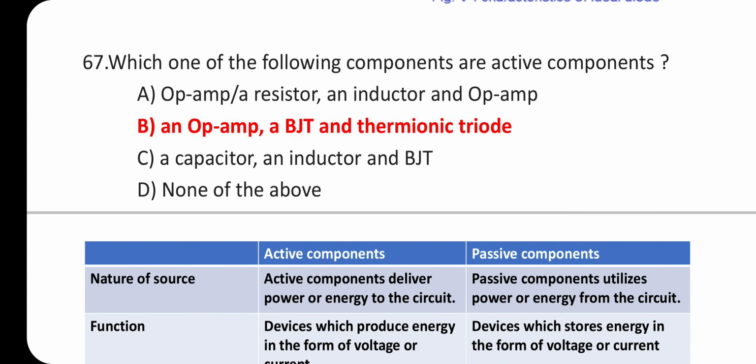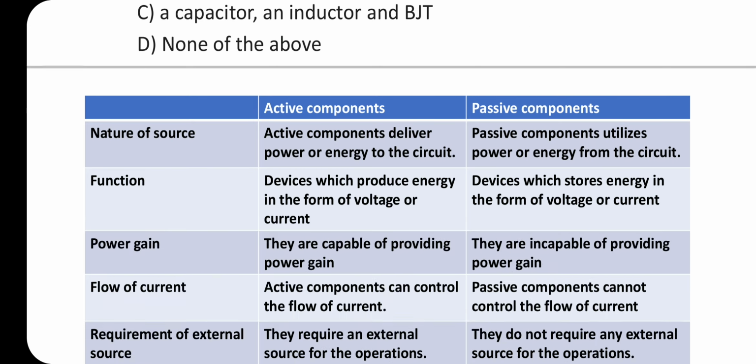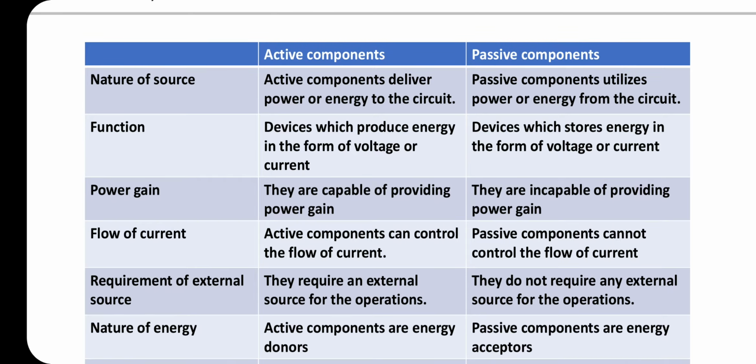Which one of the following components are active components? Answer is option B, an op-amp, a BJT and a thermionic triode. Active components and passive components differences. Nature of source. Active components deliver power or energy to the circuit. Passive components utilize power or energy from the circuit.